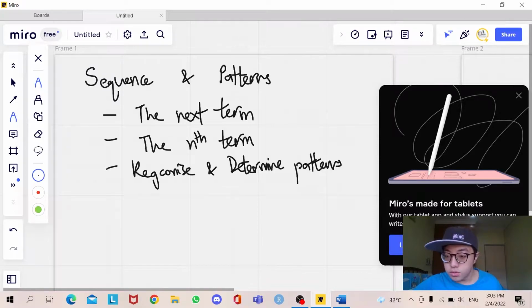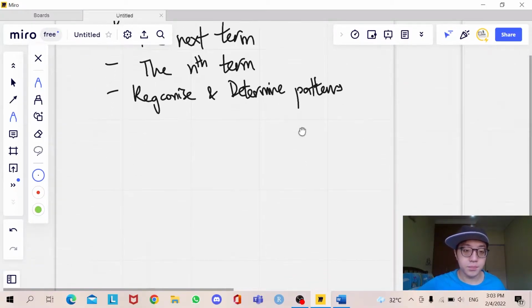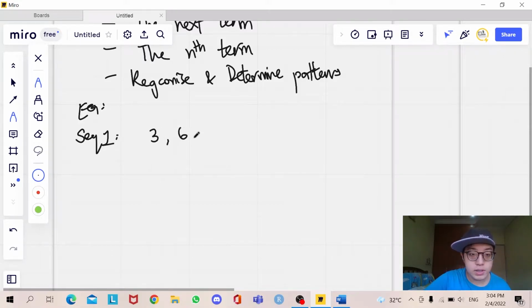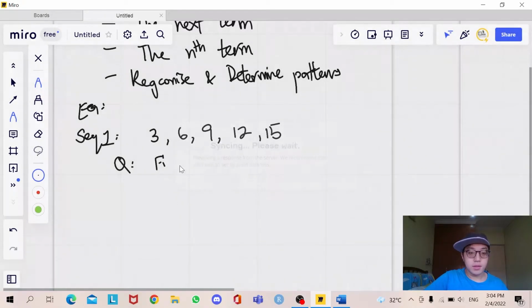Alright, so I'm going to give you an example here. Example sequence number one. I'm going to give you a set of values, for example 3, 6, 9, 12, and 15. What if the question asks you to find the next term?